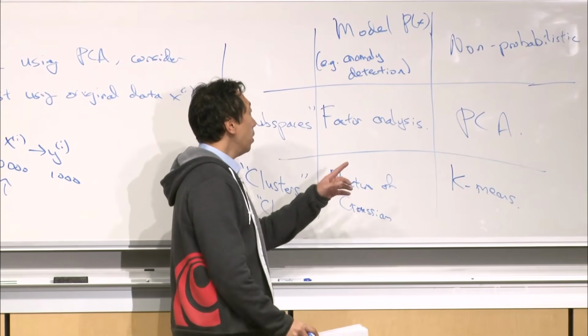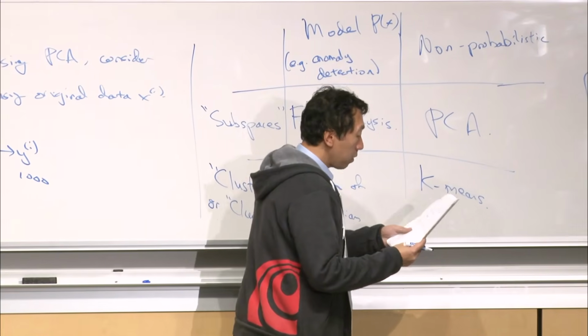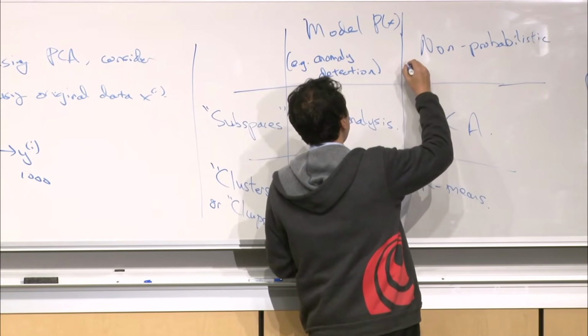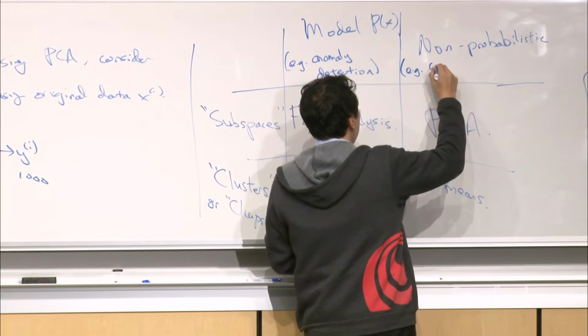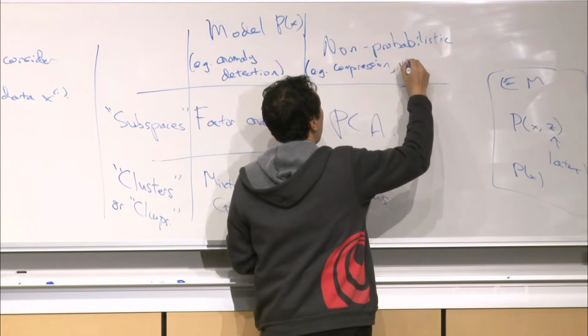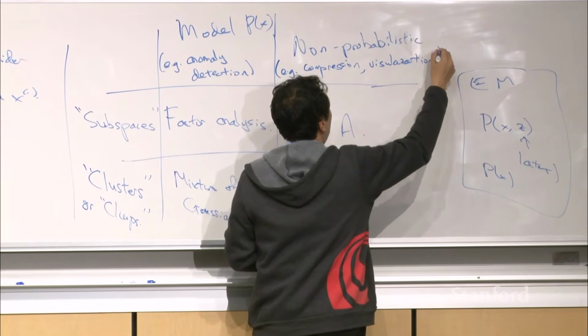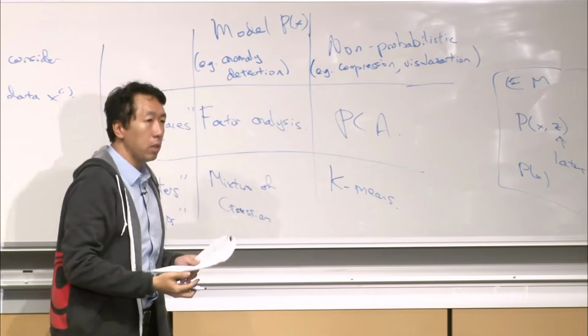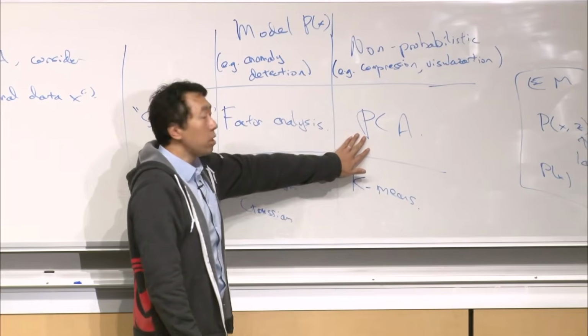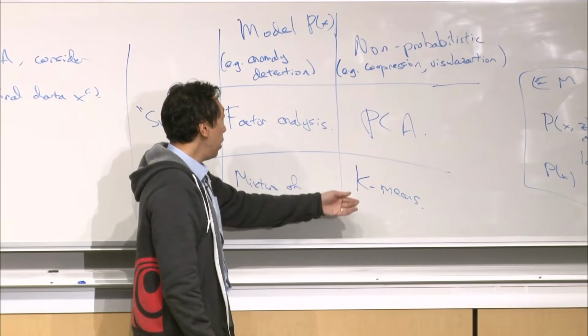And so the other way to think about these algorithms is the non-probabilistic algorithms. Some of the applications include compression and sometimes visualization, and sort of human understanding of data, right? So we talked about PCA as a visualization to reduce your data to 2D or 3D to visualize.